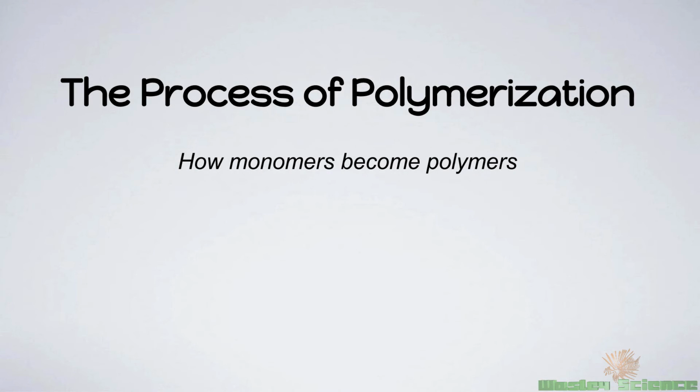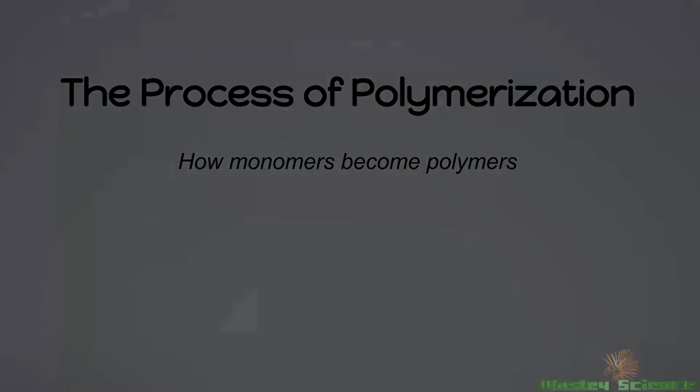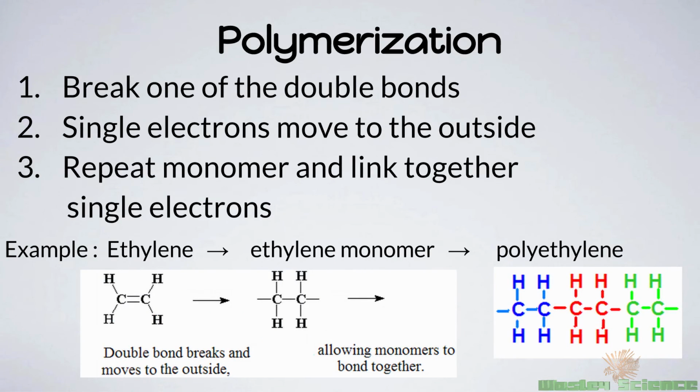All right, so if you're at this point in the video, I recommend taking a break and finishing the rest of this another day, because now we're going to begin the process of polymerization. So we're going to talk about how monomers, single units, become polymers, which is many units. Here are the steps with polymerization. The first step is that you have to break the double bond that is in the monomer.